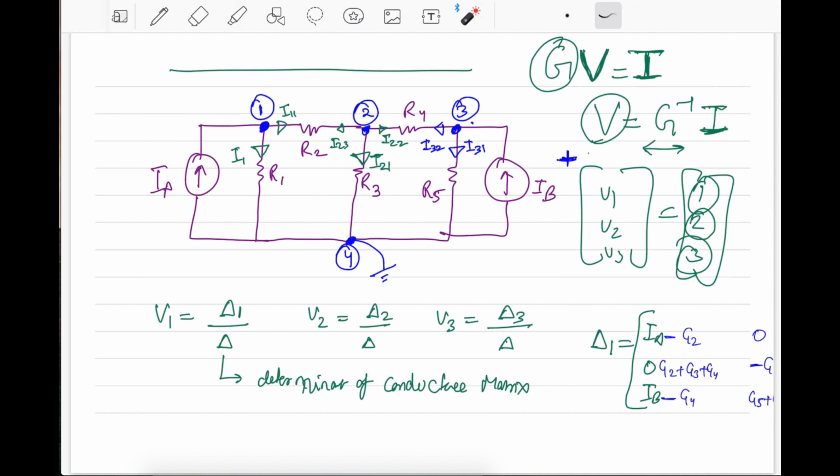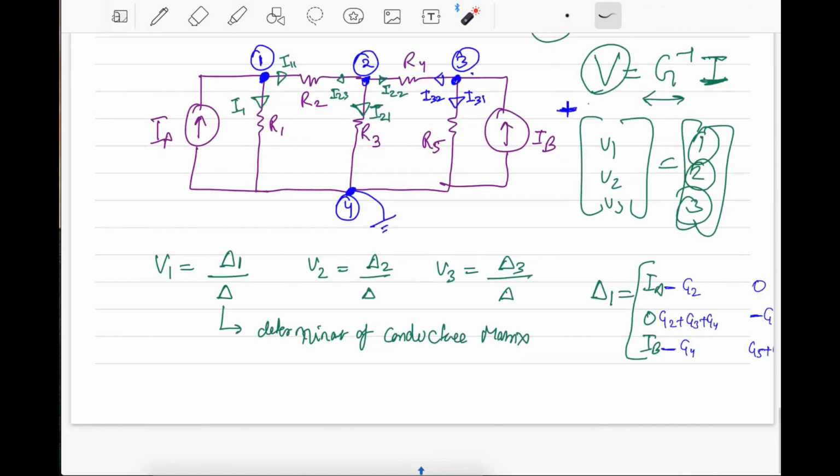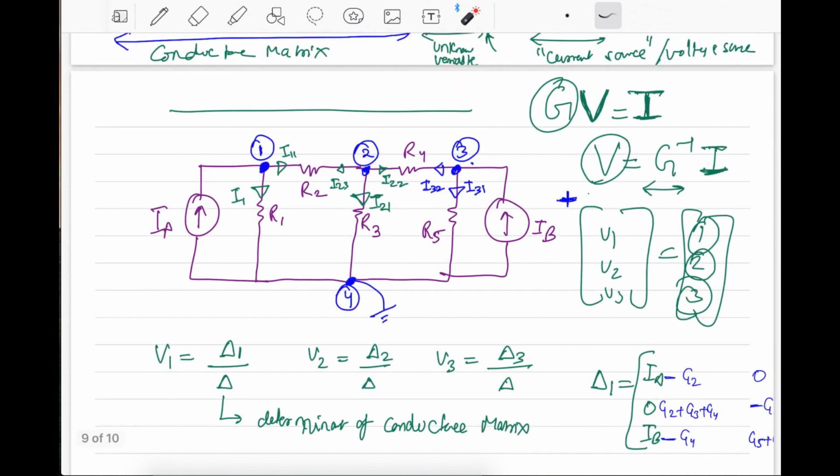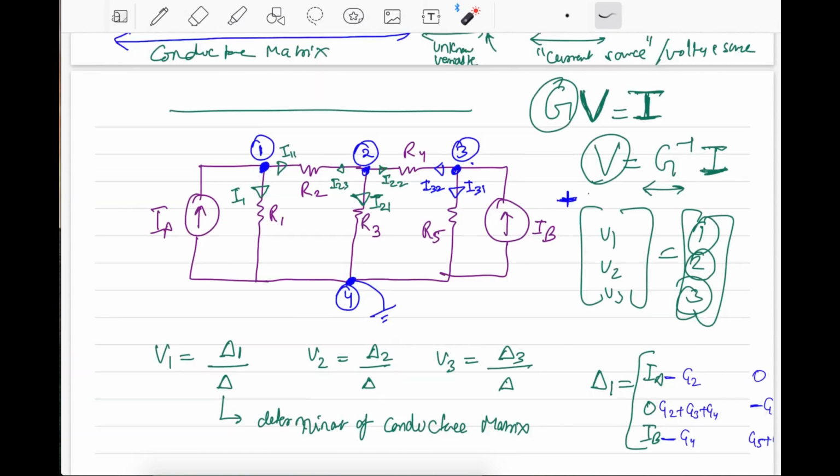Okay. So let us do some variations here, just to make you understand what different kinds of conductance matrix you can get. So let me move to lecture 7 now. So let me draw the thing again.